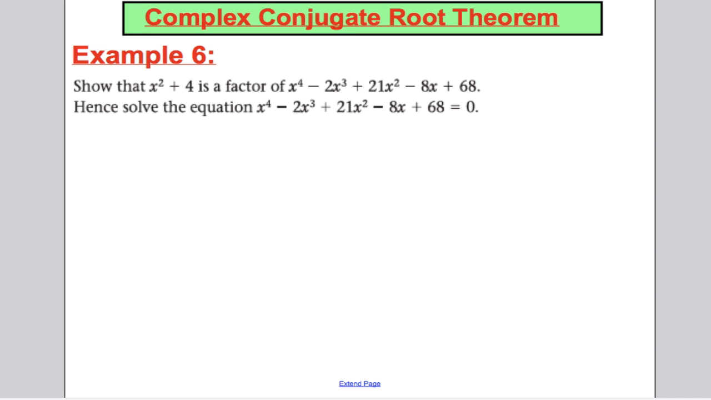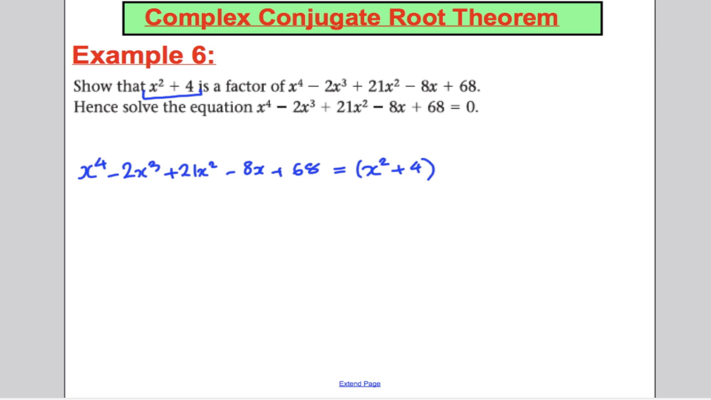You need to show that x squared plus 4 is a factor of this, and then you need to solve this quartic. To show this is a factor, I'm going to do what I've been doing on the previous slides. I'm trying to factorize x to the 4 minus 2x cubed plus 21x squared, subtract 8x plus 68. And if it's a factor, I'm going to be able to factorize it out, as so.